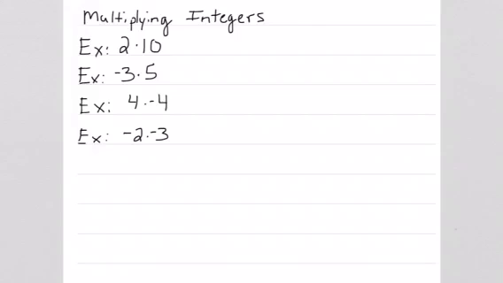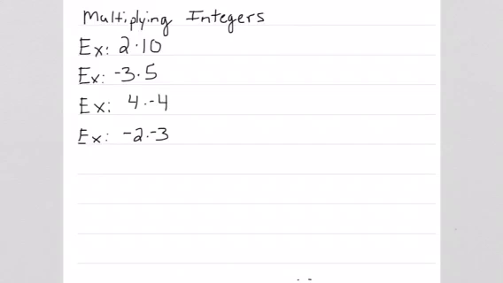Alright, so here we have 4 different problems that deal with multiplying integers. And if you look at the problems, it's just a mix. Multiplying positive numbers together, multiplying negative numbers together, multiplying positive and negative numbers together. When it comes to multiplying integers, we really just want to multiply the numbers as if they were just regular positive integers. And then we will worry about the signs at the end after we get our answer.